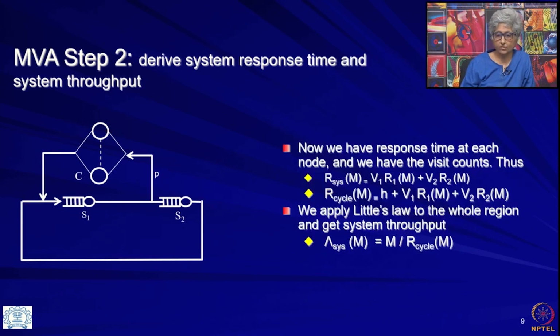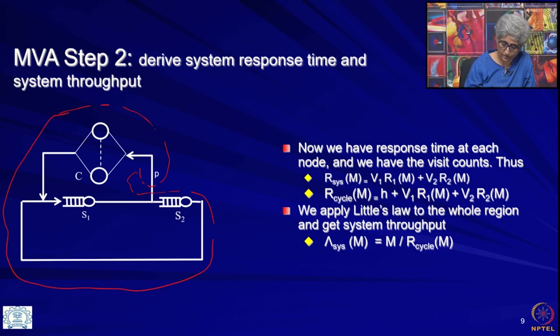Now, let us see what we can get. This is again just reinforcing that you apply Little's law to that region. Again I will just draw the region here. This is the region through which you apply Little's law and you get lambda sys M is equal to M divided by R cycle M. So, we started from Ni M minus 1, we got RIM at all the nodes, we got R cycle M, and of course we get R sys M also.